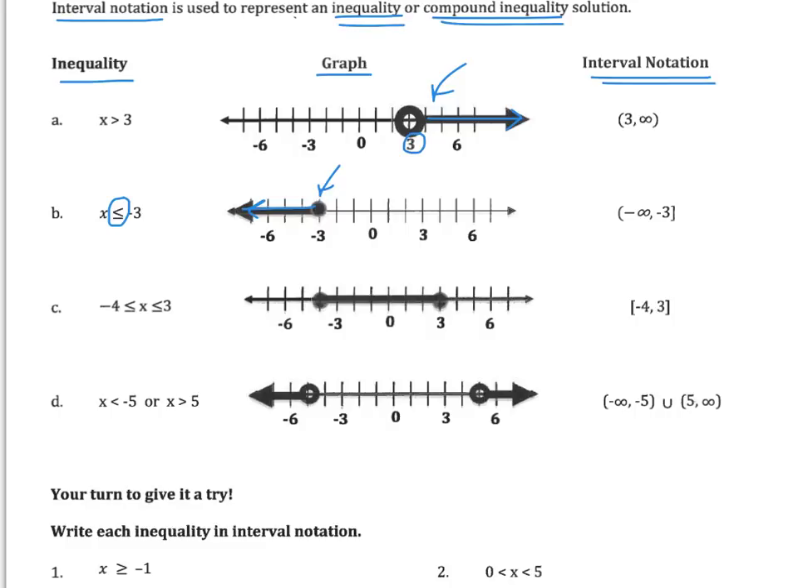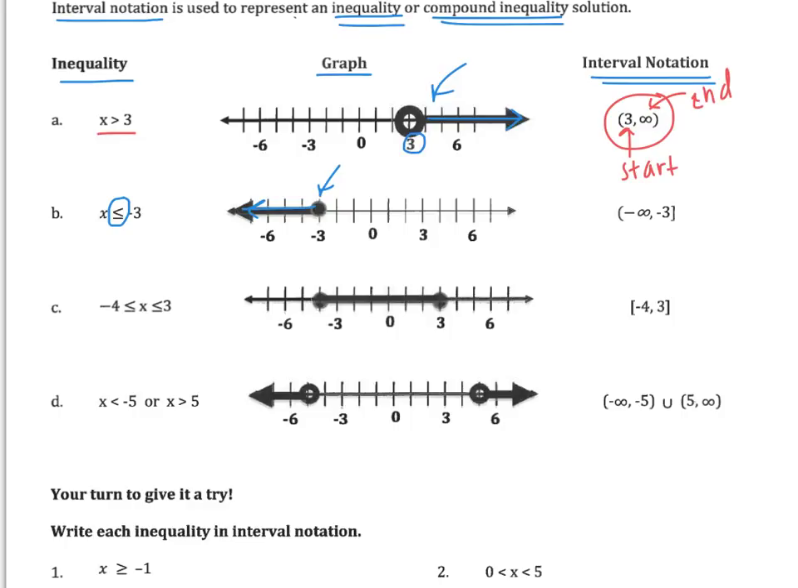So let's look to the right. First one that we've done is x is greater than 3. Here's the interval notation for x is greater than 3. The interval notation gives us a whole bunch of information. That first number is the starting point. So this is telling us we're starting at 3. The next number is where we're ending. So in this case, we're not ending. We're starting at 3, that's the lowest point, and then we're getting bigger from there.